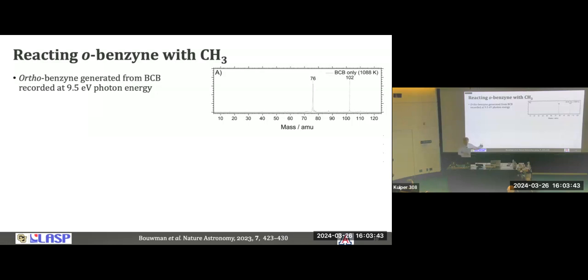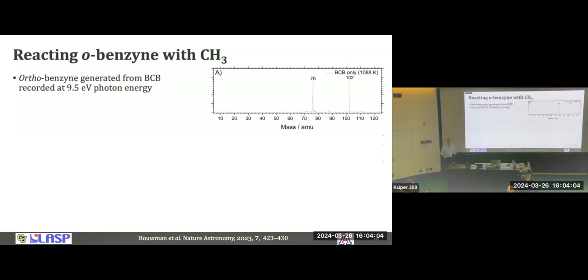So you can record the threshold photoelectron spectrum and convince yourself that, yes, this is just orthobenzene. There's no ring opening. There's no other funny stuff happening. And there's almost no bimolecular chemistry. So maybe there's some contamination left over from a previous experiment, but it's nothing we have to worry about.